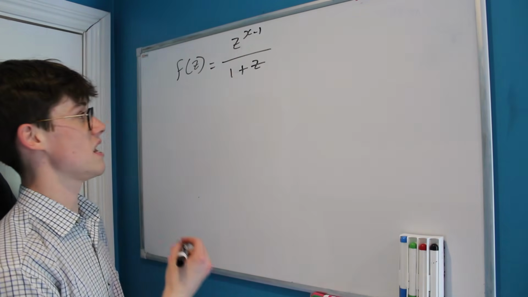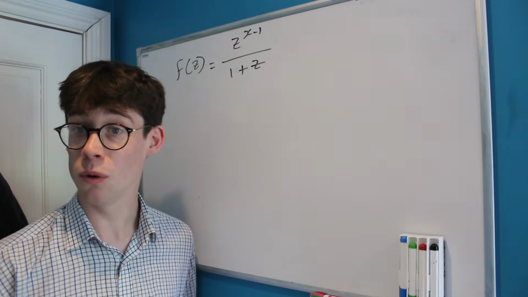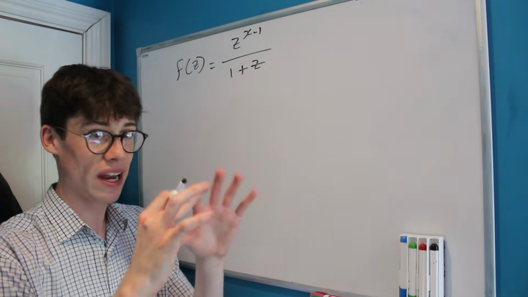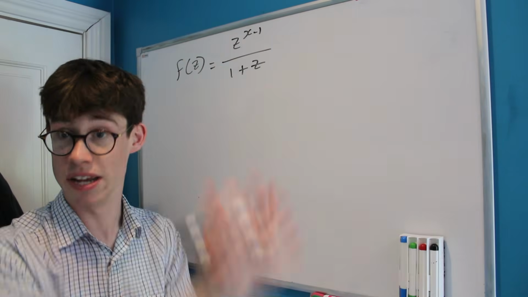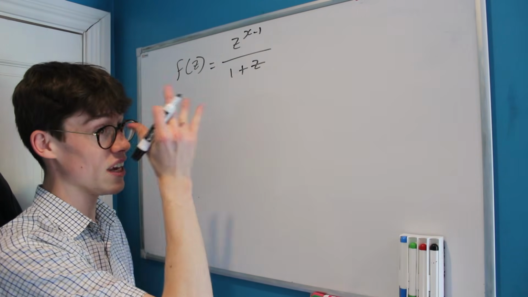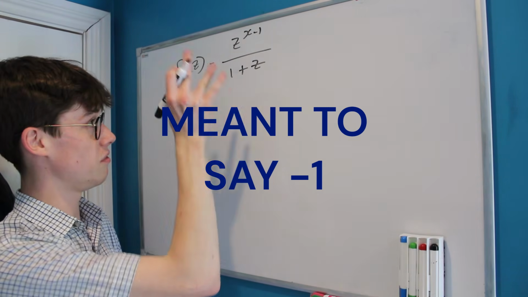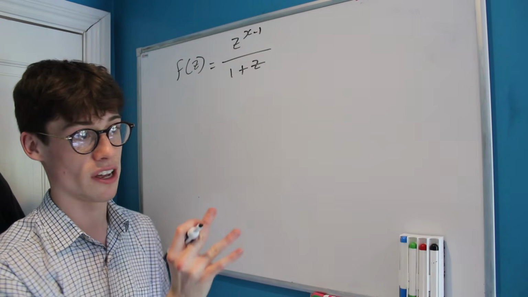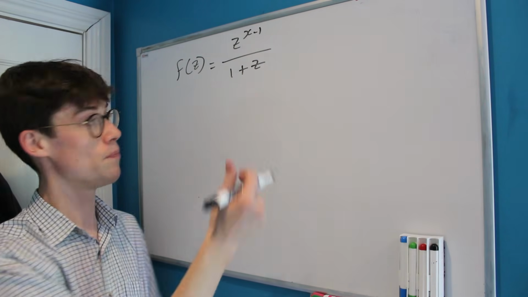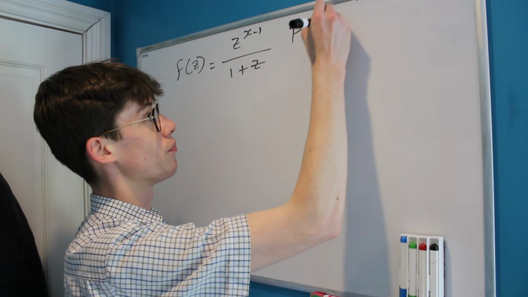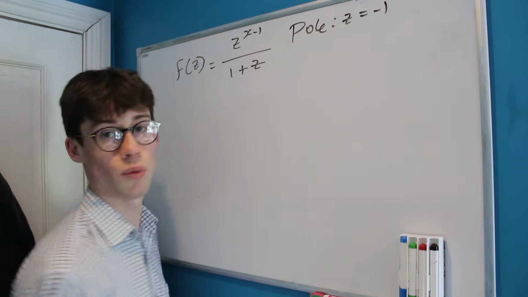And we can instantly see it's going to have poles. A pole, for anyone who isn't aware, is a place at which a function becomes undefined and blows up. In our case, that's going to happen as the bottom of this expression approaches 0. So we've got a pole at z equals minus 1.